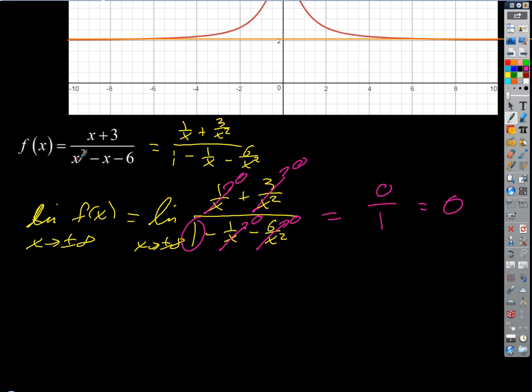So there's our second rule. If a rational function has a denominator with a bigger degree than the numerator, then the end behavior is what? I get a horizontal asymptote at y equals 0, okay? 2 rules, all right?